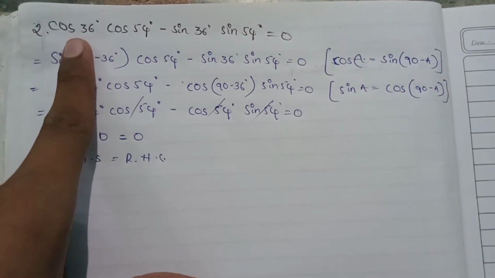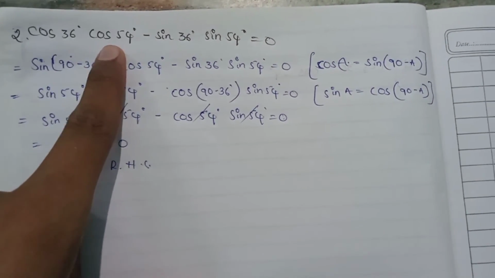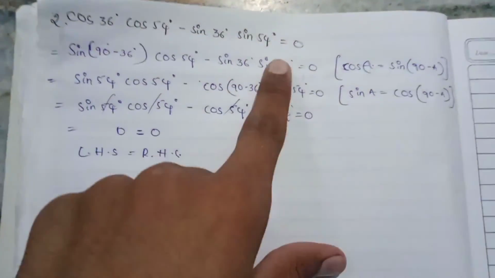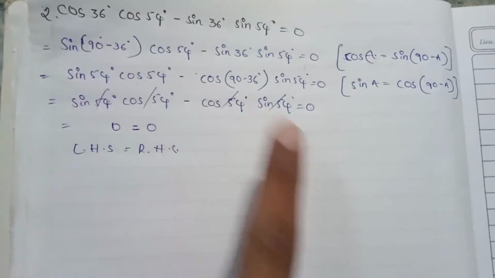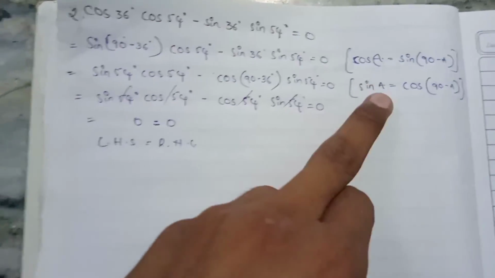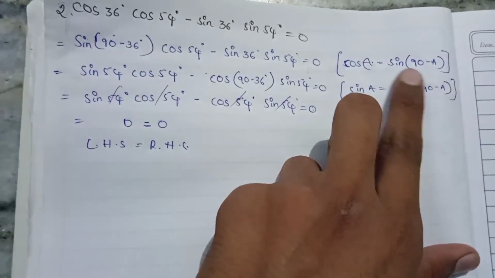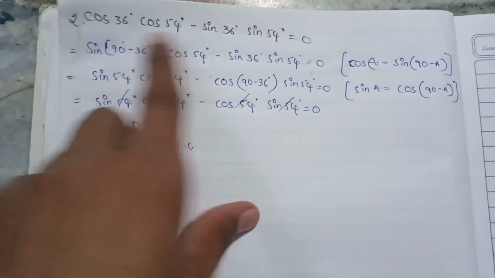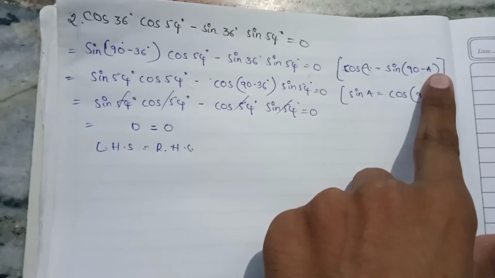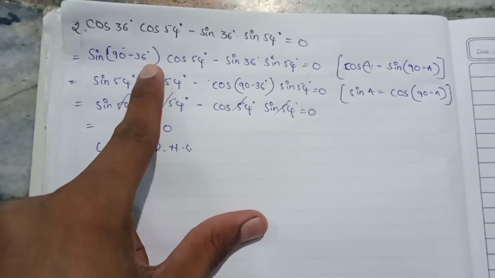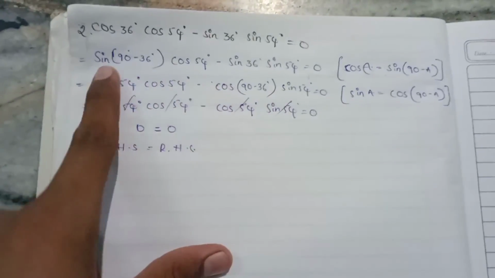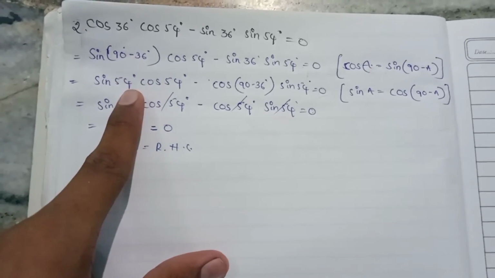See here, second one: cos 36 degrees cos 54 degrees minus sin 36 degrees sin 54 degrees is equal to 0. Now, first of all, you have to change only one term. Cos 36 degrees, nothing but cos A. Cos A is equal to sin (90 minus A). In the place of cos A, I have written sin (90 minus A) here. Sin (90 minus 36), 90 minus 36 is 54.